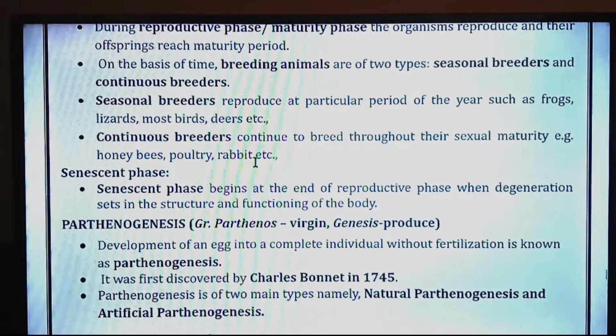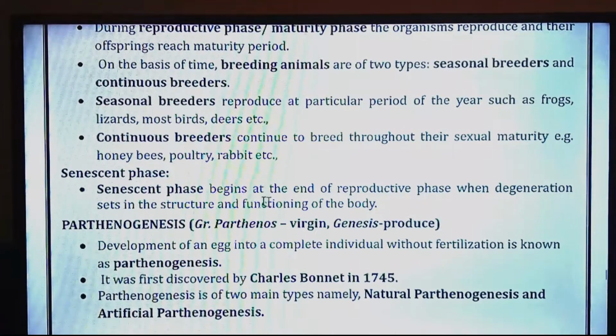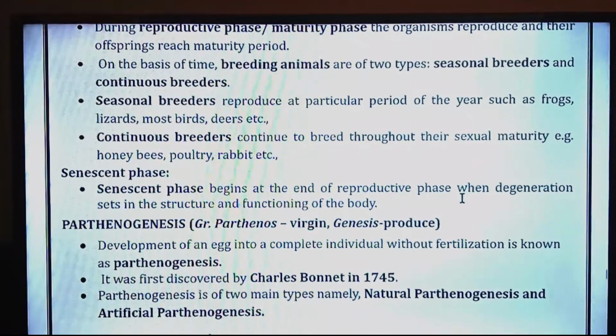The third phase of the life cycle is the senescent phase, which begins at the end of the reproductive phase, in which degeneration sets in.